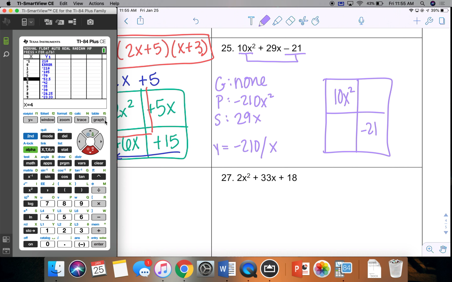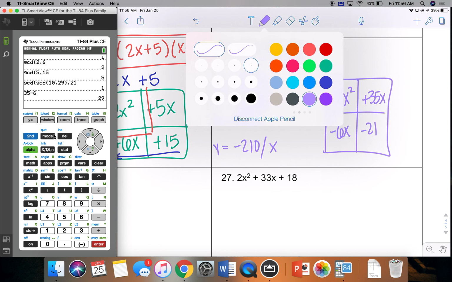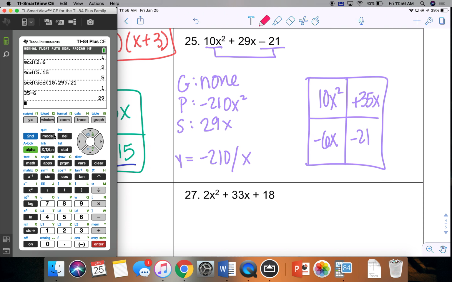So these are all too big, too big. Oh, well, that gives me a negative 29. So what if I flip it? What if I say 35 minus 6? That would give me 29. So 35 and minus 6. And again, from here you take out your GCFs.